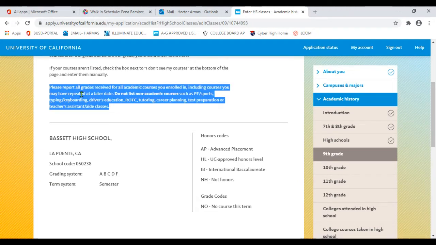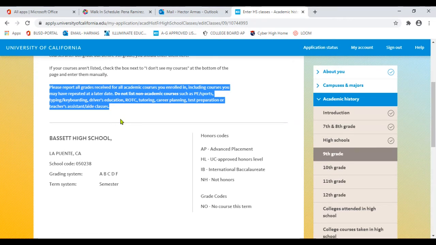And then it says here, please report all grades received for all academic courses you are enrolled in, including courses you may have repeated at a later date.